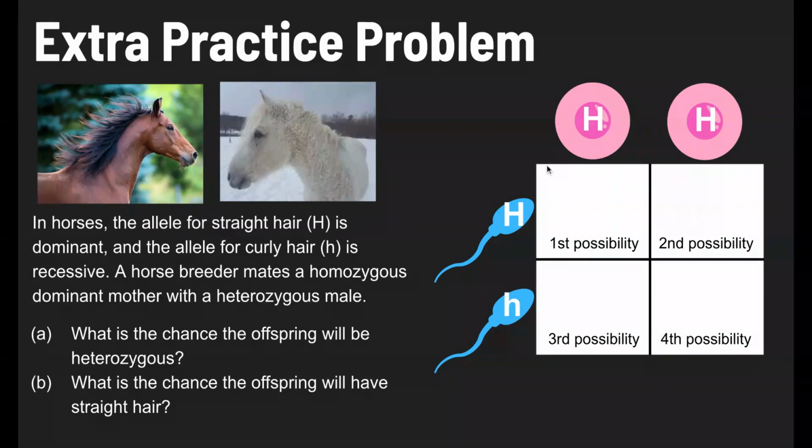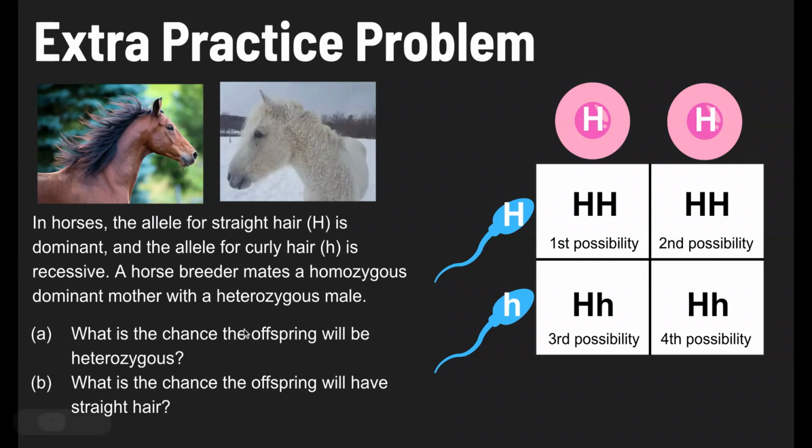Now, when you fill in the Punnett square, the big H from this sperm and the big H from this egg are big H, big H. Here, you have a little h from the sperm and a big H from the egg. They come together. Notice I'm writing the capital letter first. And then same thing here, big H from the egg, little h from the sperm, come together, big H, little h.